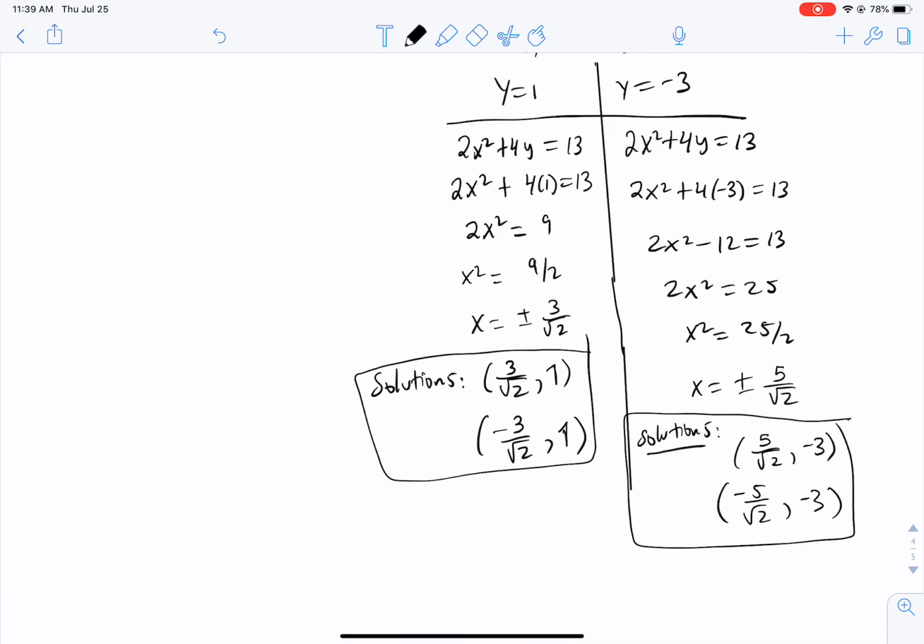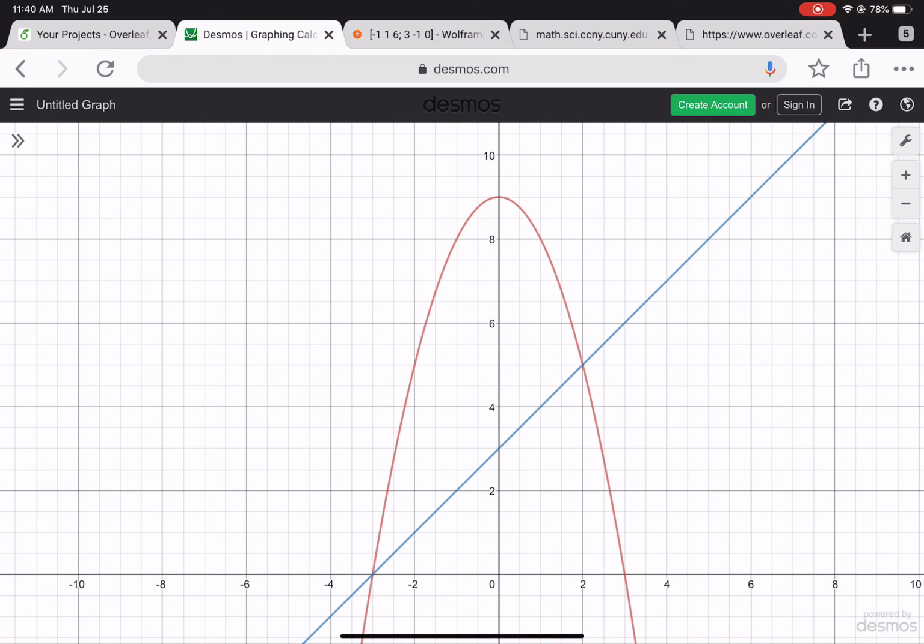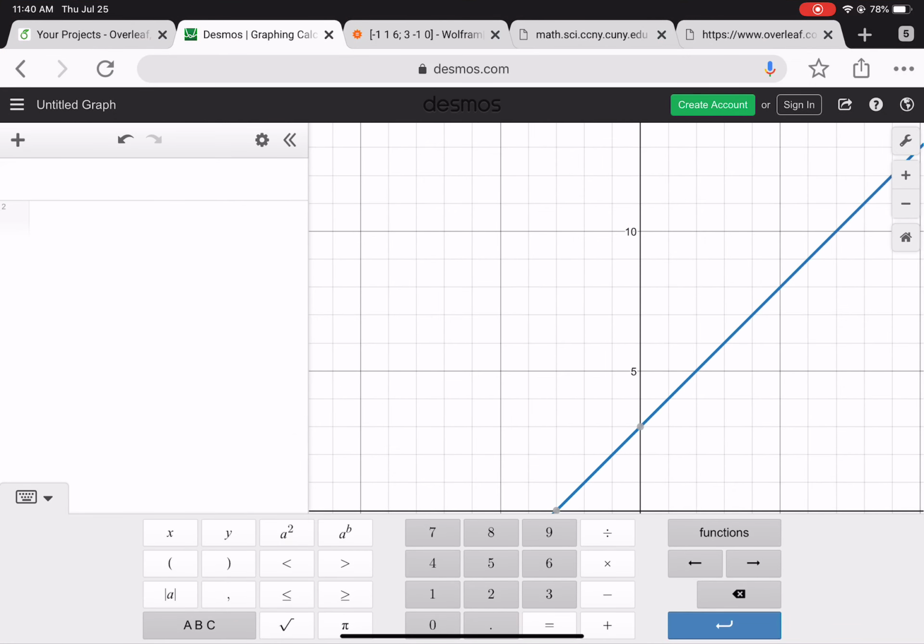And let's see how this will look in Desmos, right? So let's go to Desmos, and let's enter these now. So the first equation that I gave you, right?